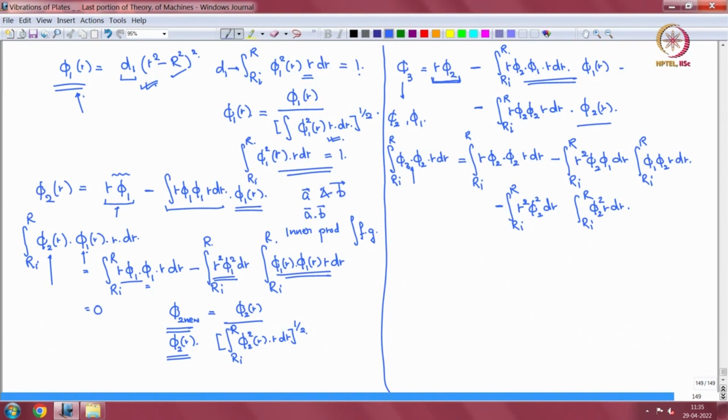Now we have already proved that phi 2 and phi 1 are orthogonal, so this integral is 0, so this term goes to 0, and this term goes to 0. Now phi 2 square r dr, we normalized, so this is 1. Then I have r square phi 2 square with a minus, so this is 0, and therefore phi 3 and phi 2 are orthogonal.